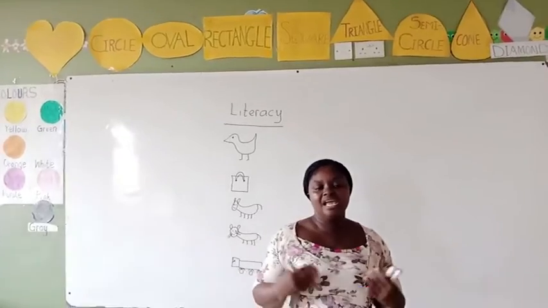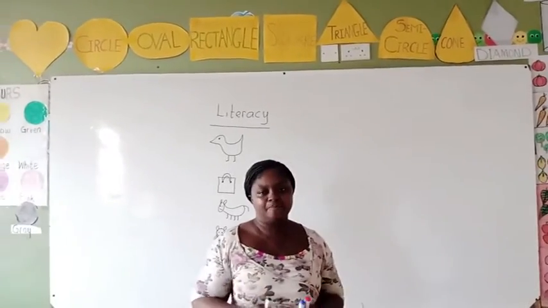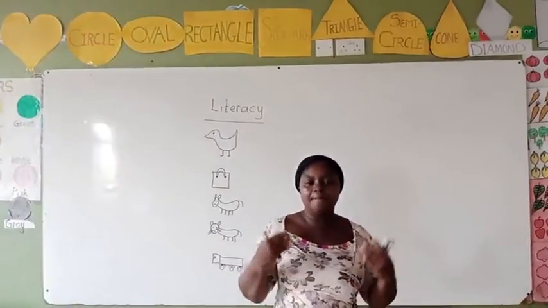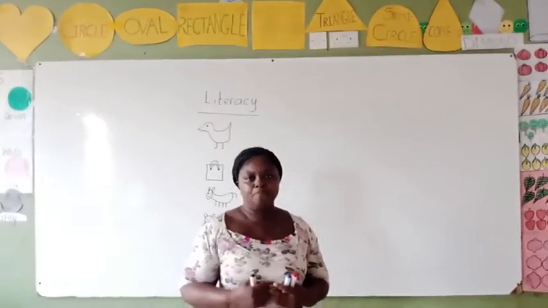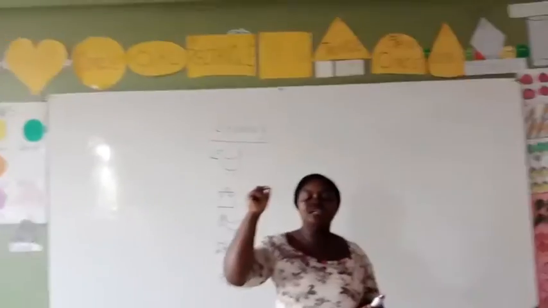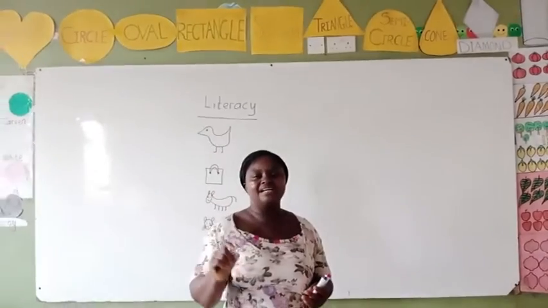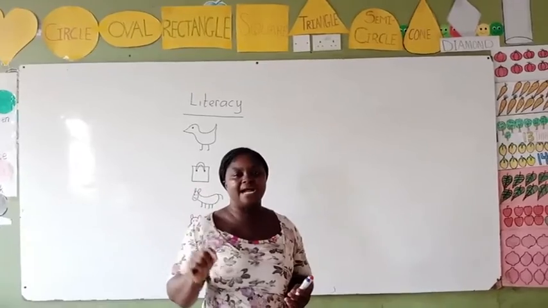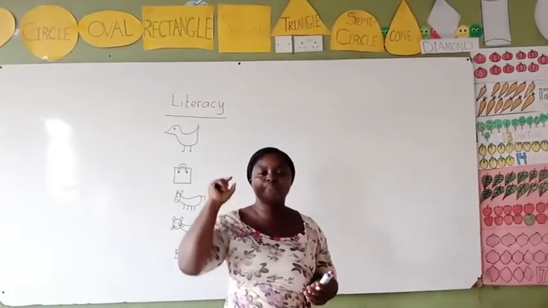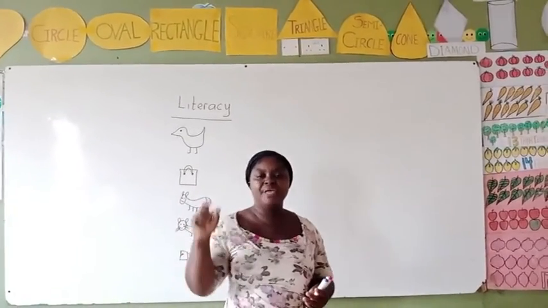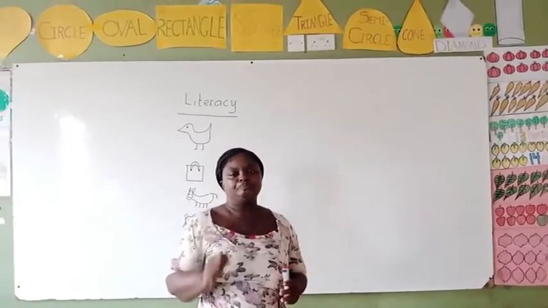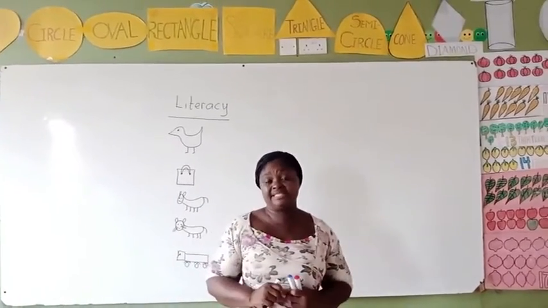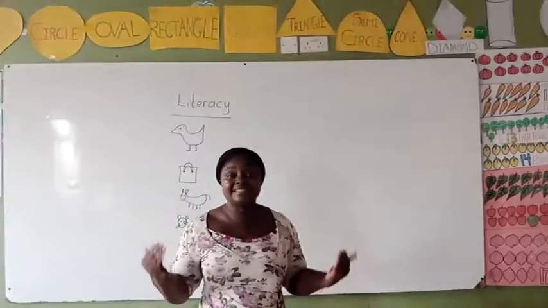For instance, if I take bag, we know that bag begins with B. So if I give you the picture of a bag and I tell you to write the beginning sound of bag, you should be able to write B for bag. Now, we are done with beginning sounds. We are now going to do ending sounds.